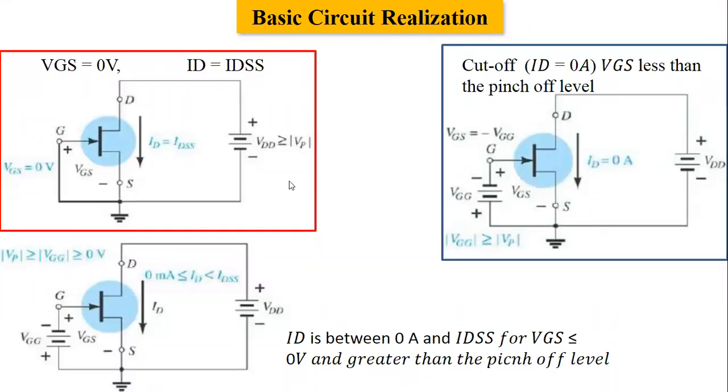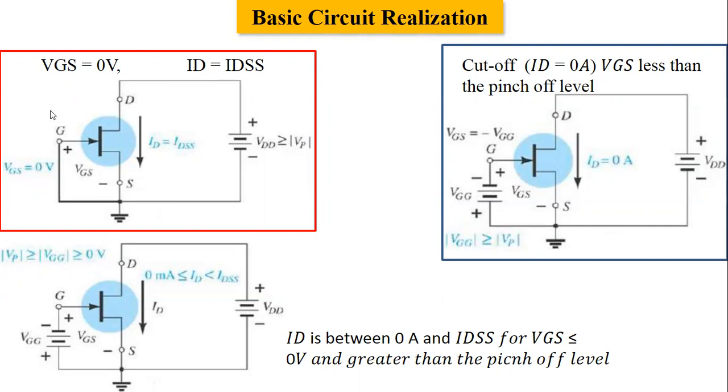Let us see the basic circuit realization for this field effect transistor, FET. We have different modes of operation for this FET: when VGS is equal to 0, when VGS is between the pinch-off voltage and 0, and when VGS is greater than the pinch-off voltage.